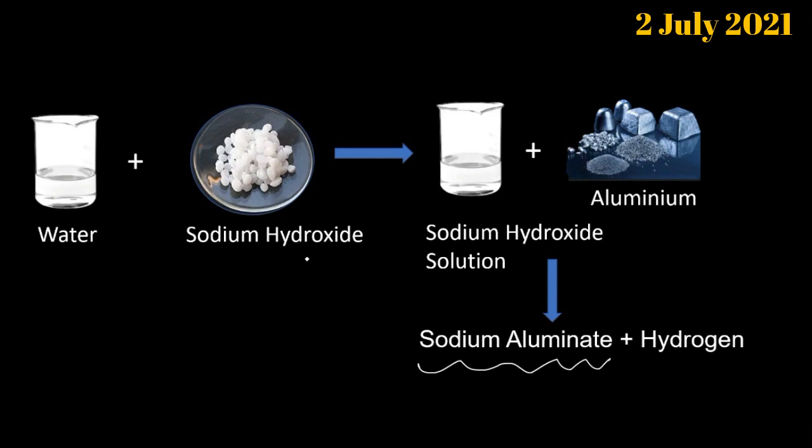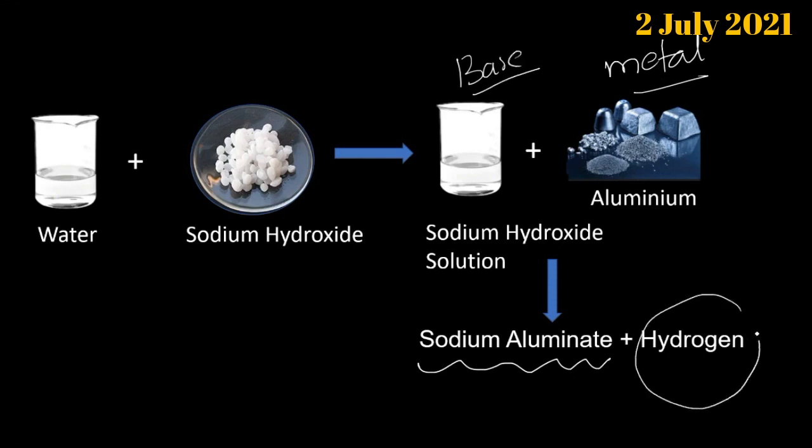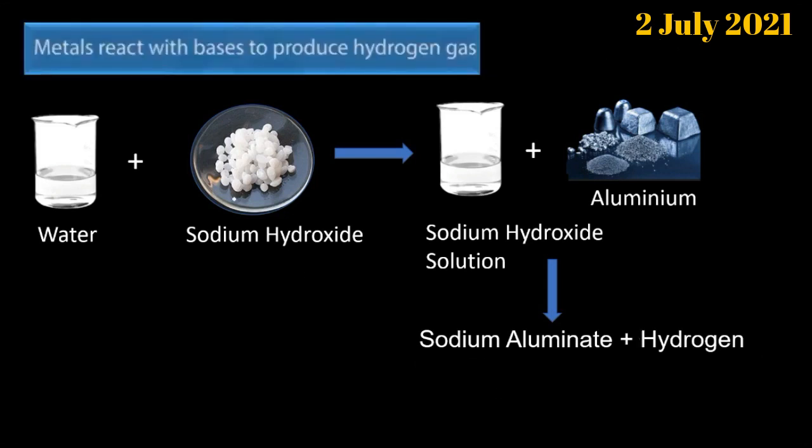So just remember that when metals are added to base, you find again hydrogen gas coming out along with another compound, right? So what is the conclusion? Conclusion is metal reacts with base to produce hydrogen gas.